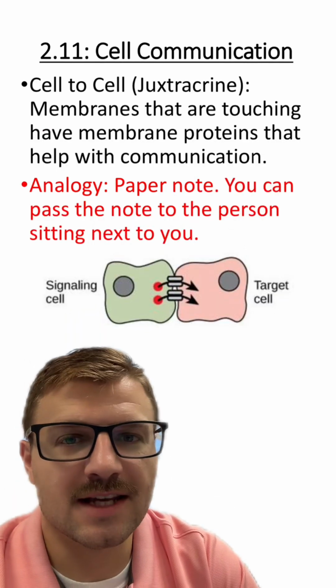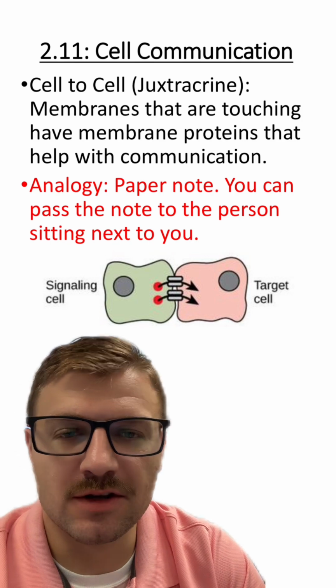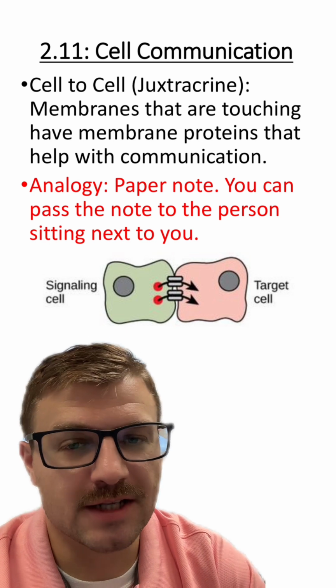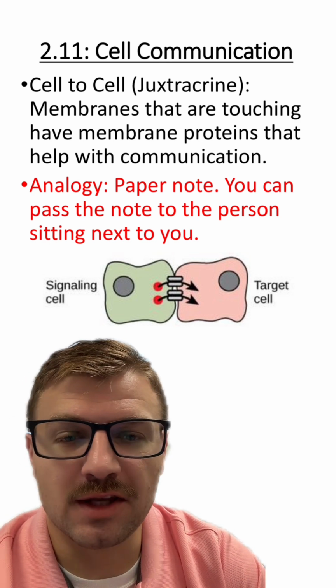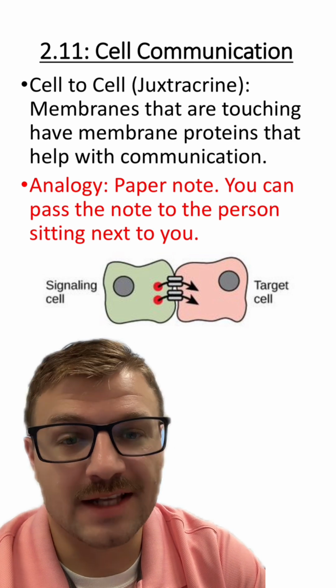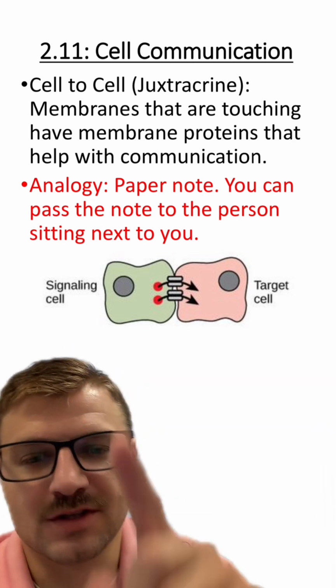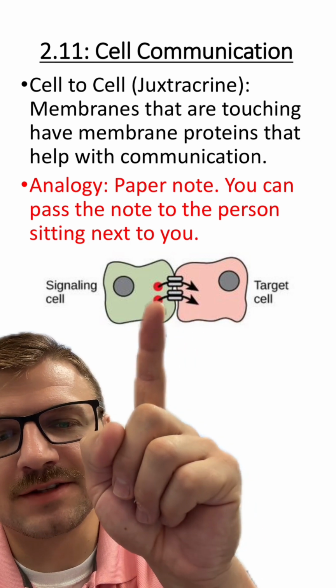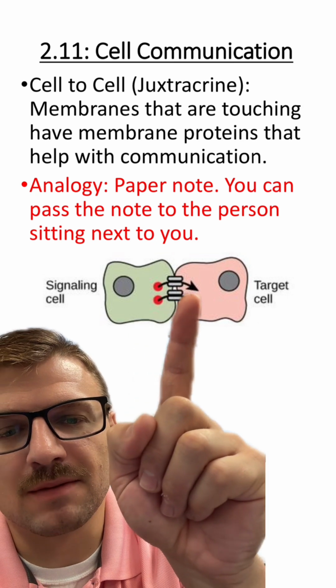Our next type of cell communication is going to be cell-to-cell, also known as juxtacrine. This is where the membranes of two cells are going to be touching, and the communication occurs between the proteins that allow for a tunnel to be produced between the cells. You can see here in our illustration, our secreting cell and our target cell, the message, these little red dots, are going to go through these membrane proteins.